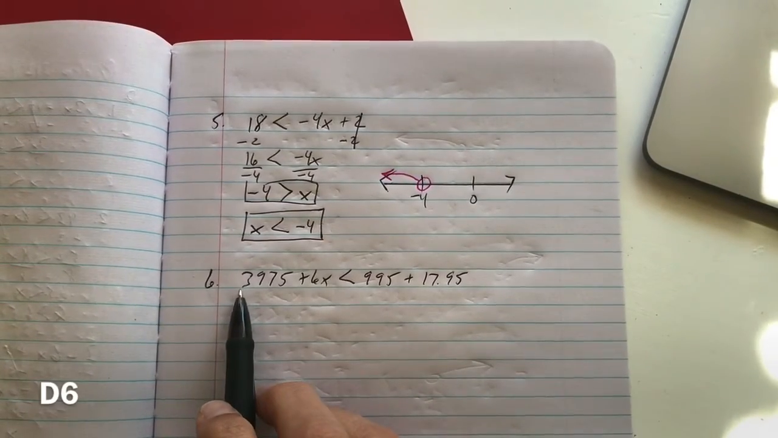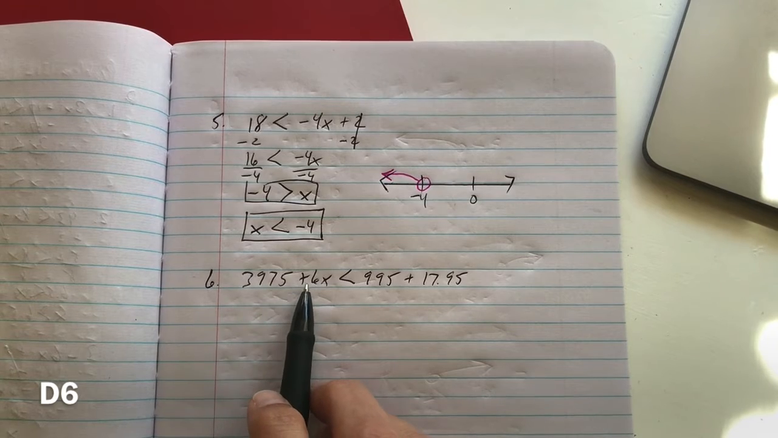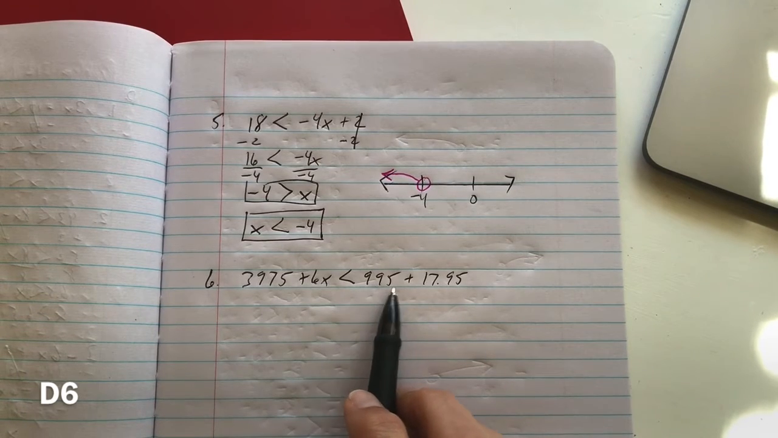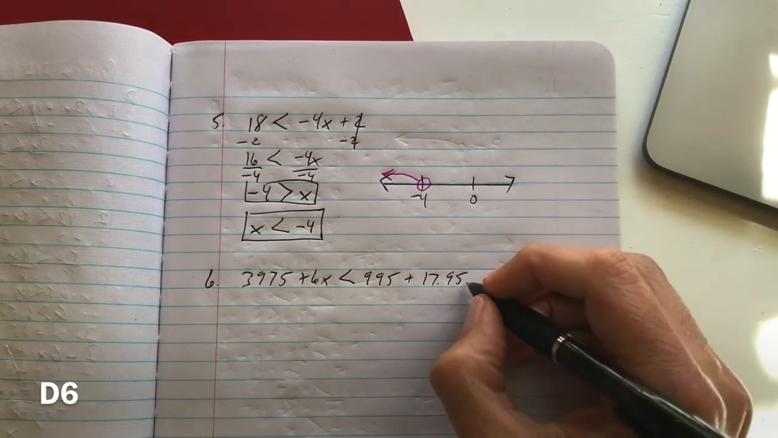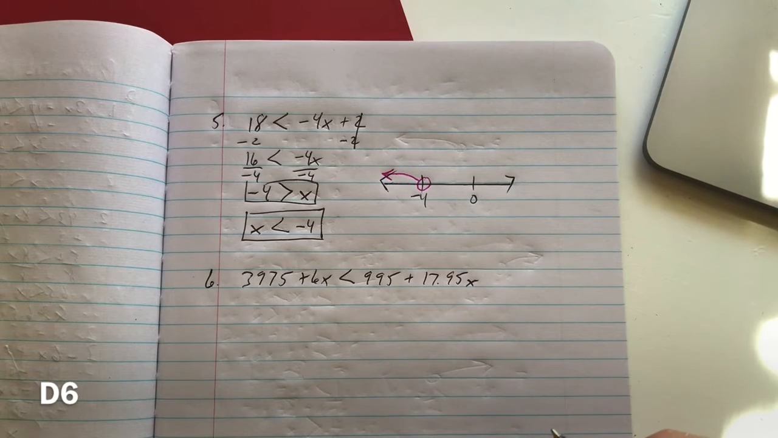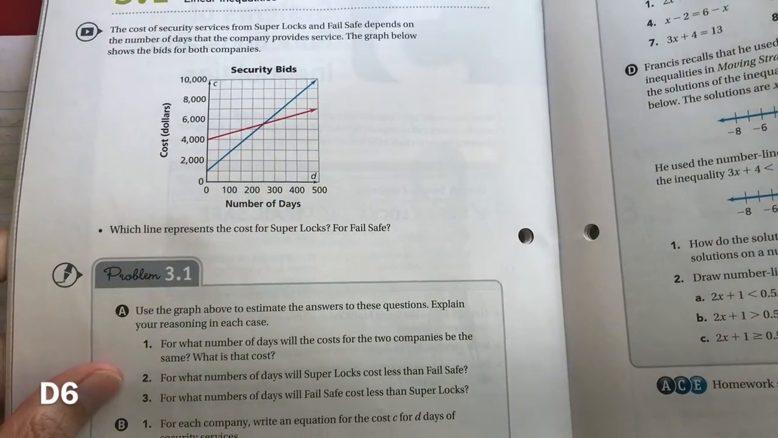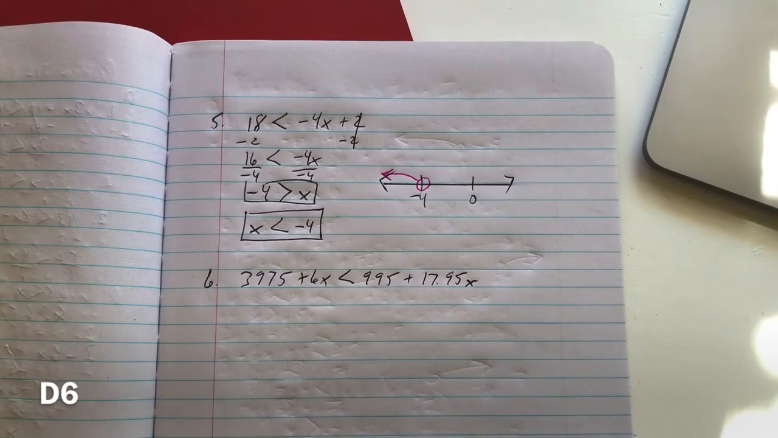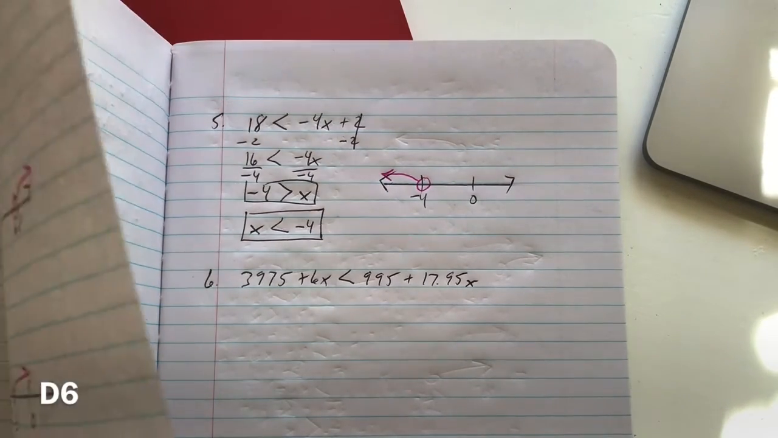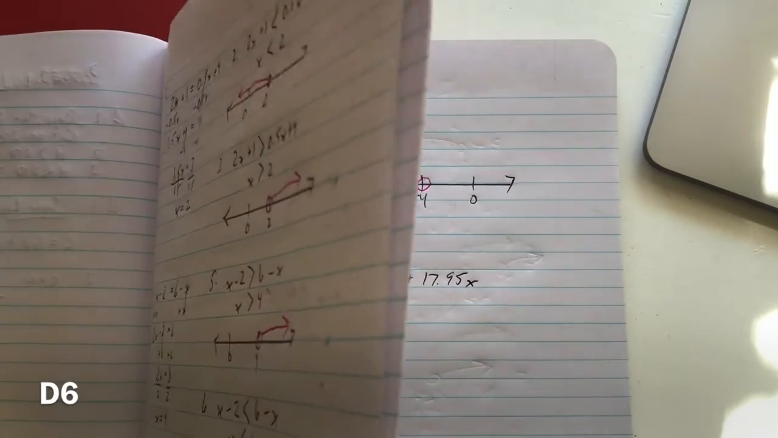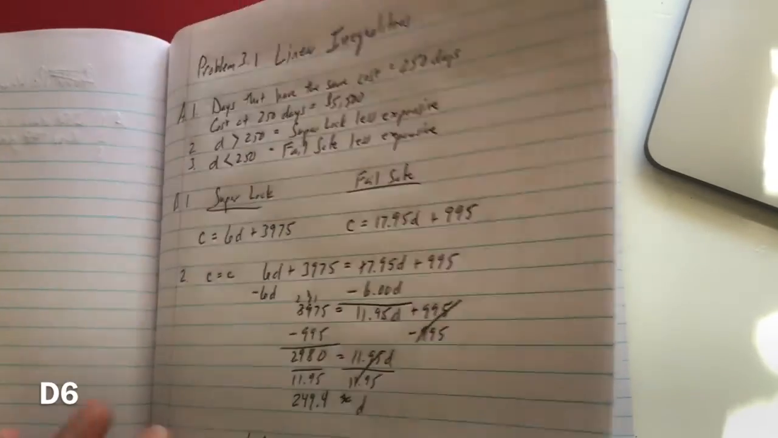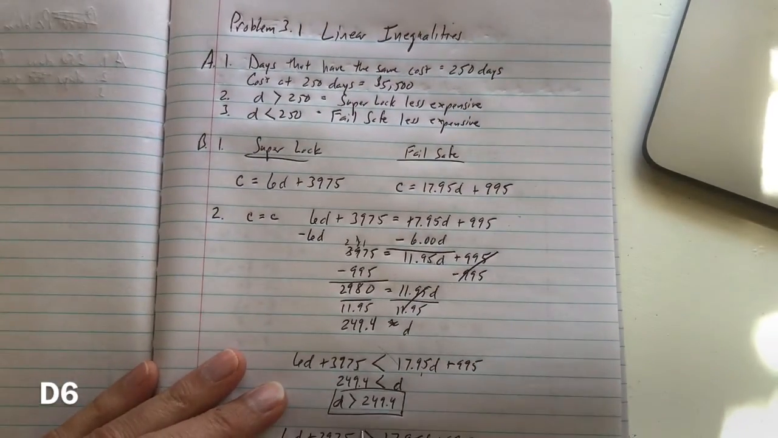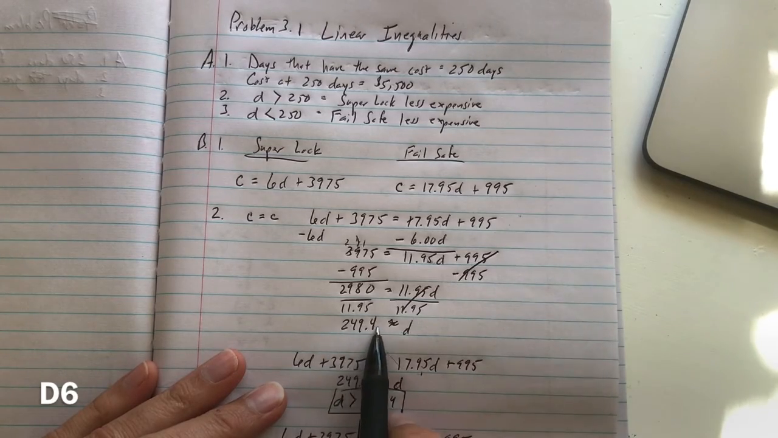Here we go. Number 6, 3,975 plus 6x is less than 995 plus 17.95x. Hey, we did this one. We've done this one back the other day, when they had us do all this information here on 3.1. So I happen to recall the answer for that because I can go back a couple pages. It turns out that it was right here. We end up getting 249.4.